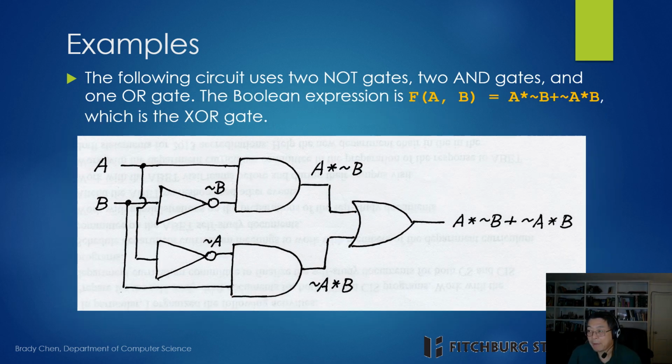So this is what we have. The Boolean expression represented by this diagram is this. That's it. It doesn't matter whether we have parentheses or not, because based on the rule of precedence, you always evaluate the AND gate first, then you evaluate the OR gate. So with or without parentheses doesn't make any difference.